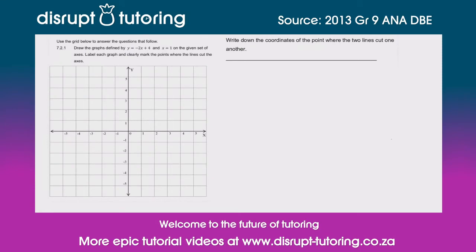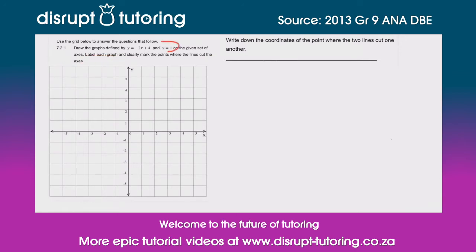Today we're going to deal with a graph question, specifically plotting graphs and then finding the intersection of the graphs. They've said to us, draw the graphs defined by y is equal to minus 2x plus 4 and x equals 1 on a given set of axes, which is this. Label each graph and clearly mark the points where the lines cut the axes.